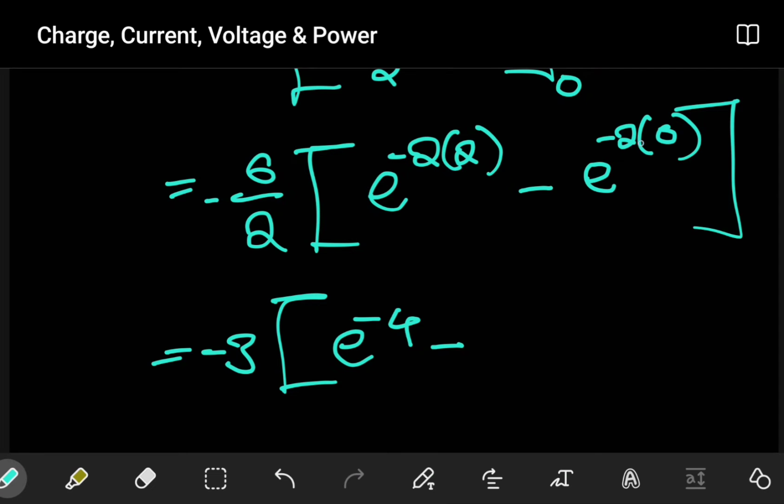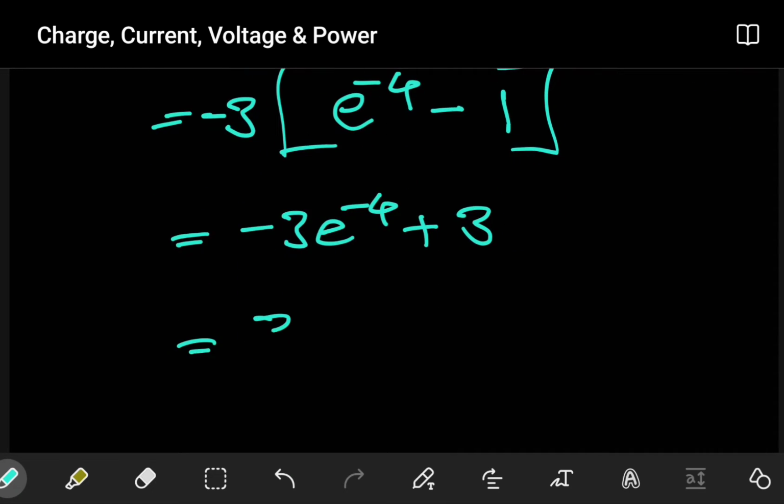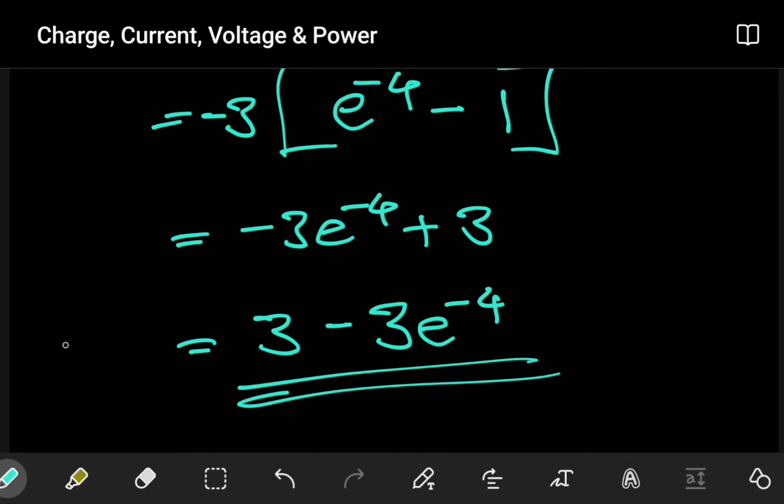Then minus e to the power, the product there is just going to be a 0. So e to the power 0 will just be 1. We can leave it like this, up to us, or we can say -3e^-4 plus 3. So this is okay. We'll just write it as 3 minus 3e^-4. So this becomes the charge that will flow in that period. I hope you're able to see how we take advantage of the definition of current to easily determine the amount of charge that was flowing in the given amount of time.